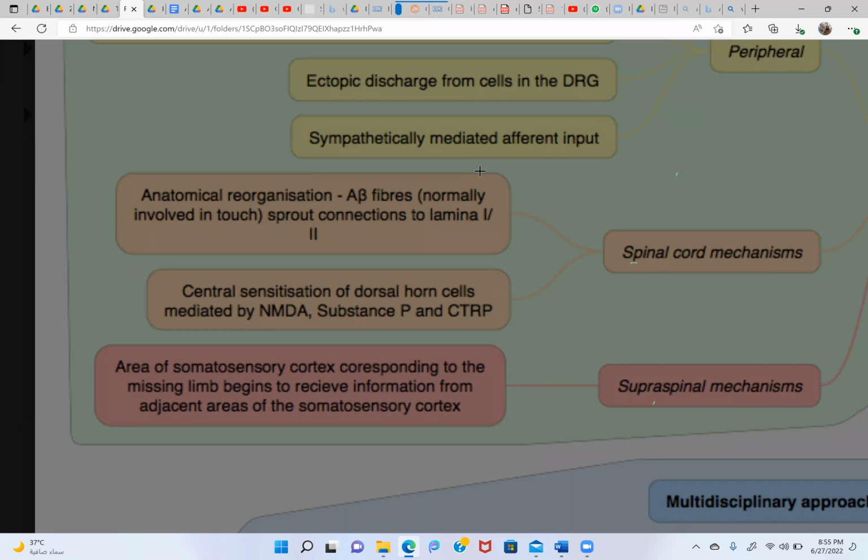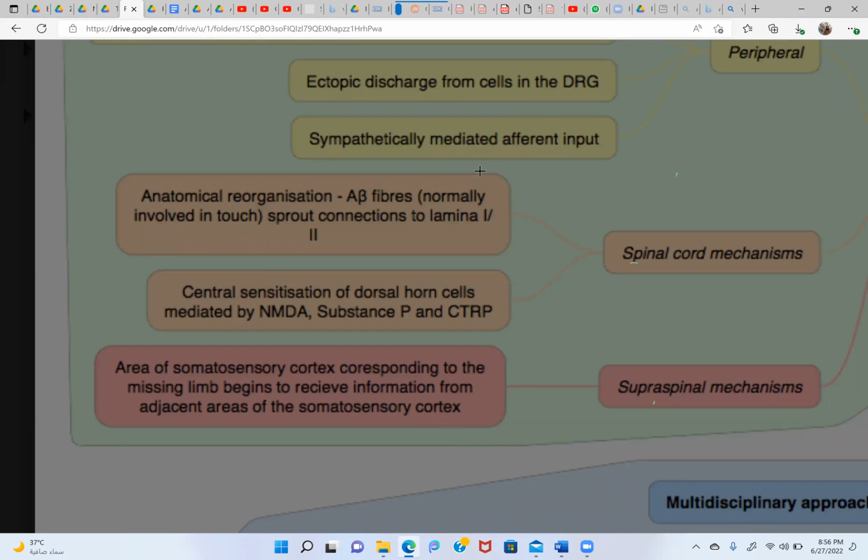And now the third is supraspinal, the central level. What happens actually? That is the reorganization of the cortical areas, so there is a problem in the remapping.